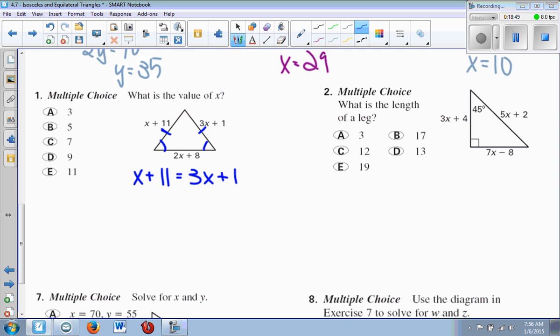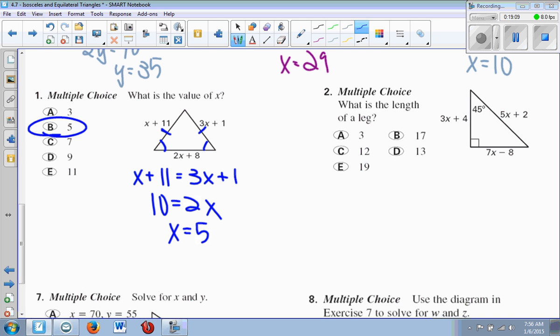So to solve this problem, now that it's written correctly, we're going to do a couple steps. Going to subtract 1 and subtract x. So we get 10 equals 2x. Divide by 2, and we get an x value of 5. So we have an answer of letter B.